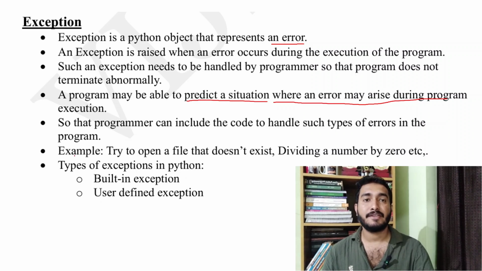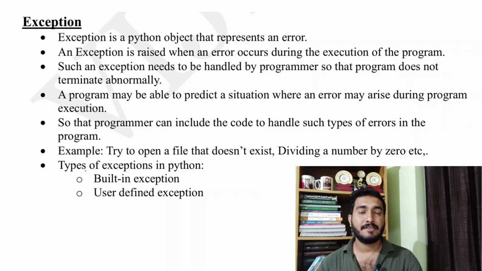So what are the examples for exceptions? Trying to open a file that doesn't exist, dividing a number by 0. The exceptions are broadly categorized into two types: built-in exceptions and user-defined exceptions. We already learned in first year about functions, built-in functions and user-defined functions. In the same way, built-in exceptions are defined in the Python interpreter or compiler. User-defined exceptions are created by the programmer.